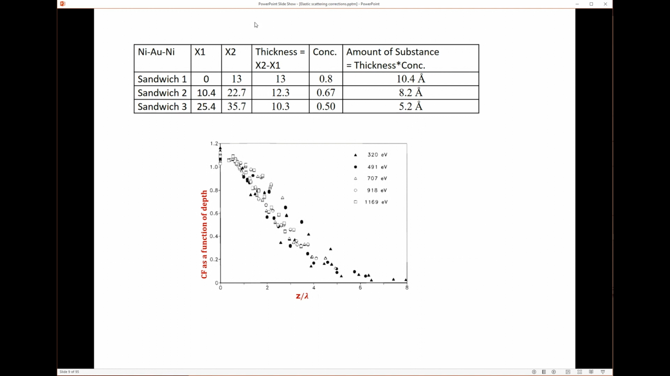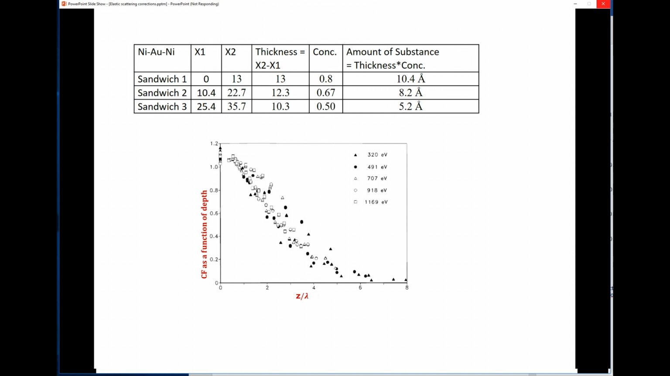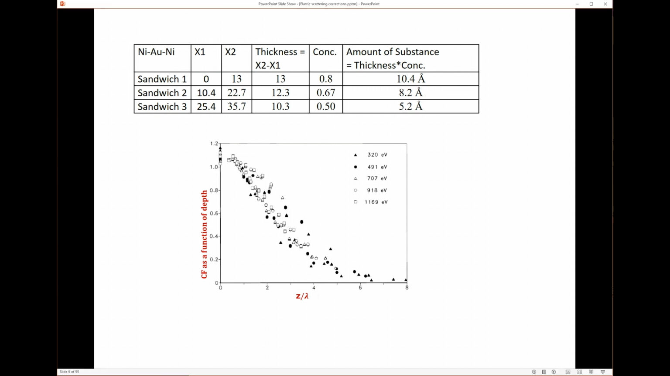The gold atoms are buried deeper and deeper in the nickel structure. If we take the thickness, this is x2 minus x1, we get 13, 12.3, 10.3. We also determined the concentration in these layers. It was 0.8, it was 0.67, it was 0.5. So if we multiply the thickness by the concentration, we get what we call the amount of substance of gold atoms we have in total in these samples. They turn out to be 10.4, 8.2, and 5.2 angstroms.